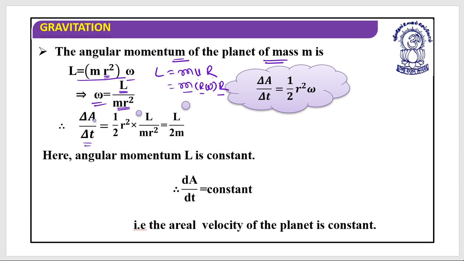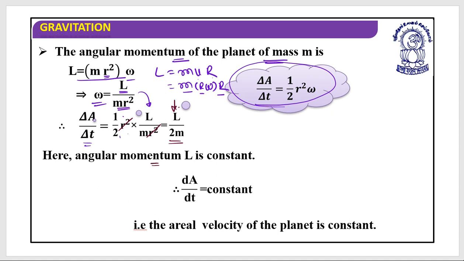So if I replace this now, delta A by delta t, we have this relation: 1 by 2 into r square into omega. Omega can be replaced by L by m r square. This m r square and this m r square cancel, and this can be written as L by 2m.